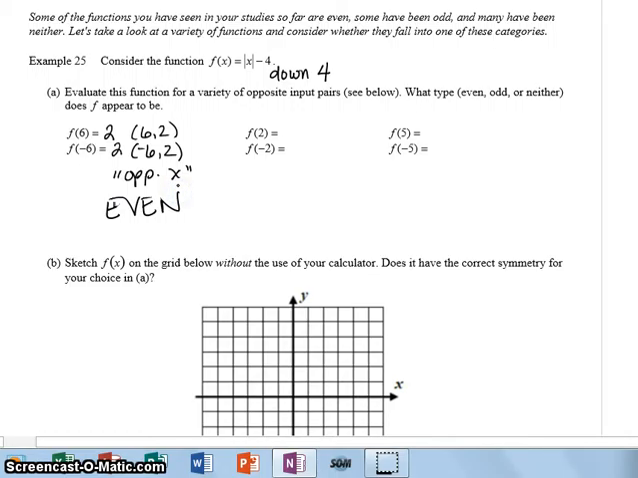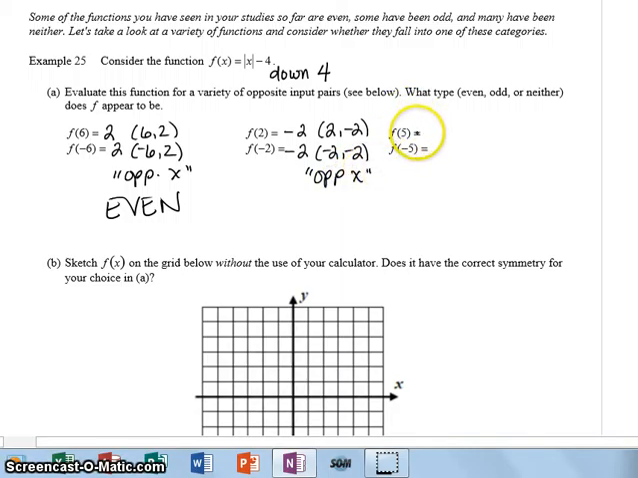Okay? For that to be true, it would have to work for all of them. So when I inputted 2, I get out a -2. When I put in a -2, I also get out a -2. So that's the coordinate 2, -2, and -2, -2. Again, the only thing that changed was opposite x. So I think my theory is right where it's even.